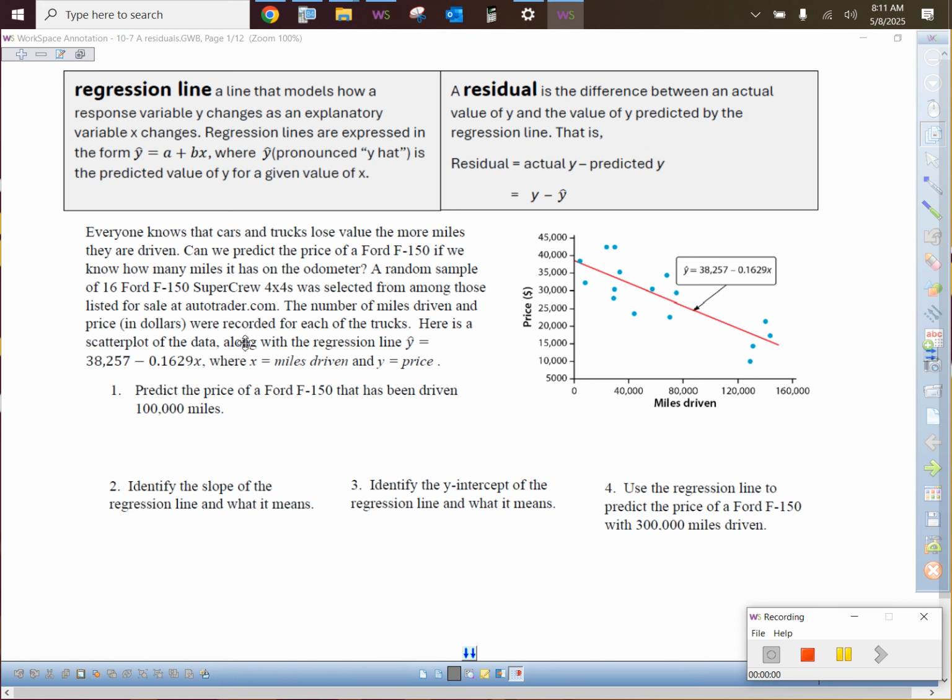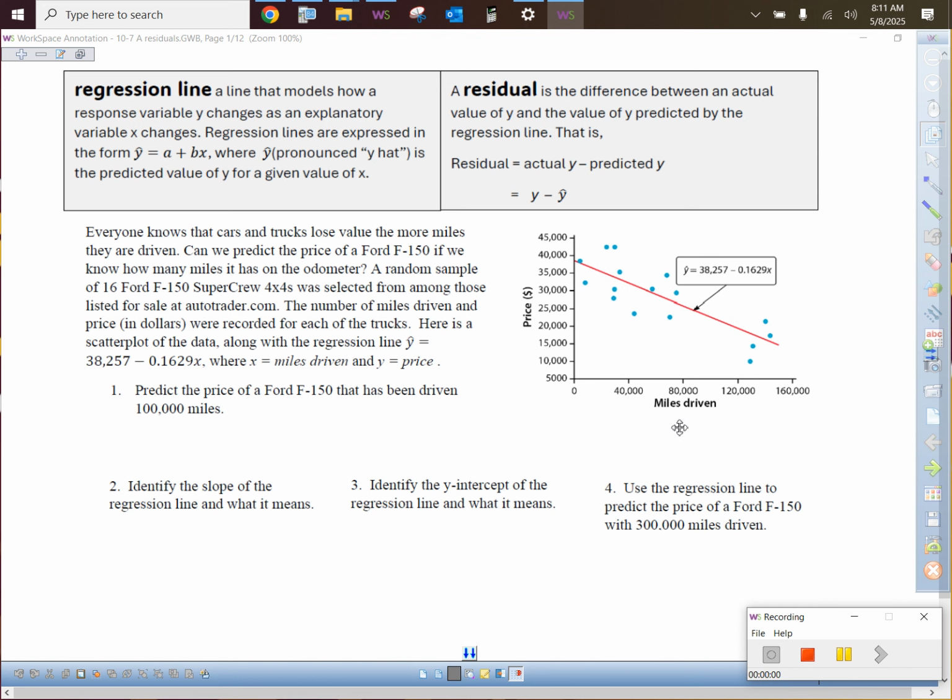I'm pretty sure even though you've probably never bought a vehicle before, you know that vehicles lose value as they get older, correct? Here's what they have. They have some data about some Ford F-150s, about how many miles each has on the odometer. They did a random sample of 16 different Ford F-150 Super Crew 4x4s. They made sure they were comparing the same style of truck, not just different trucks. They were selected from those listed on autotrader.com.